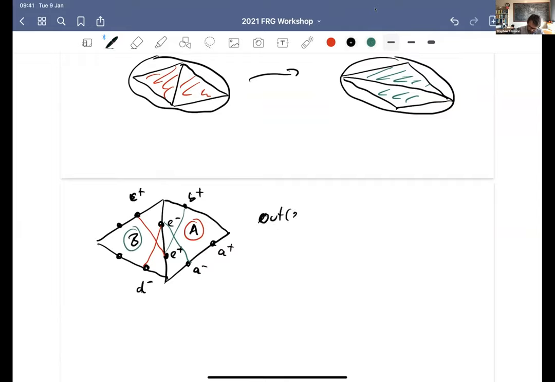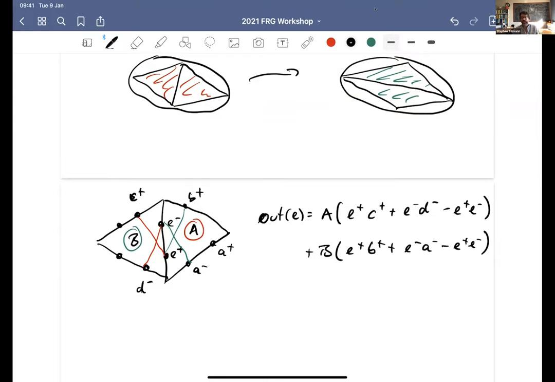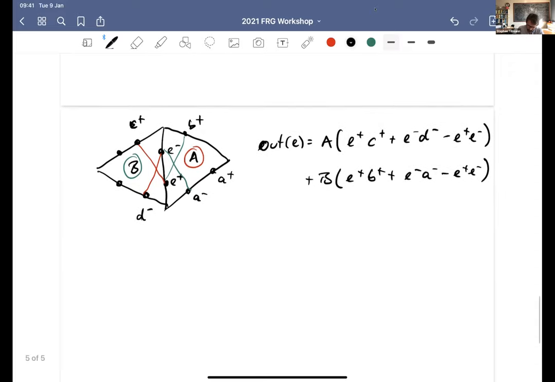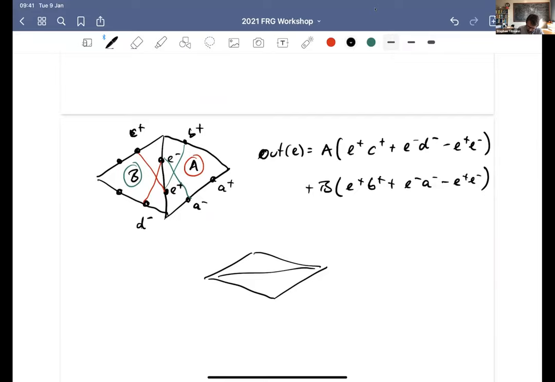So the altitude at my edge E is A times E plus C plus plus E minus D minus, minus E plus E minus, and then plus B times the analogous thing: E plus B plus plus E minus A minus minus E plus E minus. Okay, so you get this really nice equation. It's of degree 3. And that really tells you, if you compute the altitude at some edge and it's negative, you flip. If it's 0, you may just leave it in. Altitude 0 just means that everything is in a plane.